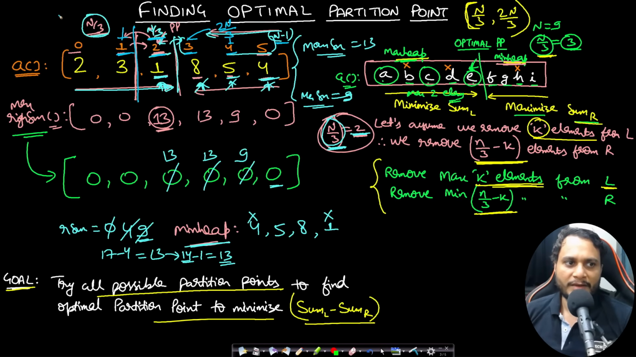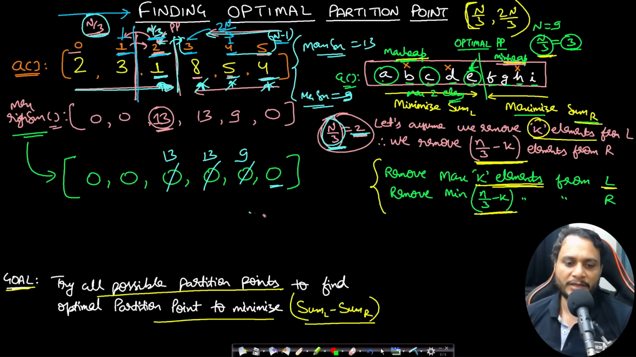So I have to try for all the possible partition points 1, 2 and 3. So I will be moving from index 0 itself. Let me just clean it up because we are done with the pre-processing. I don't need the min heap anymore. What I need now is a max heap. Why do I need a max heap? Because I need to minimize the left array sum. So I'll be taking a max heap to pick the maximum items and just remove them. Right? So let's do it.